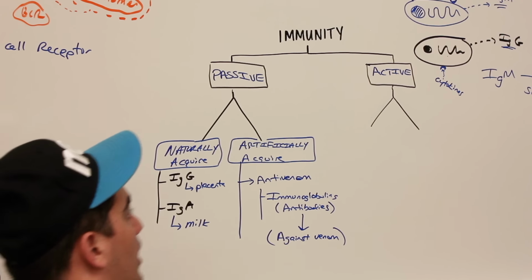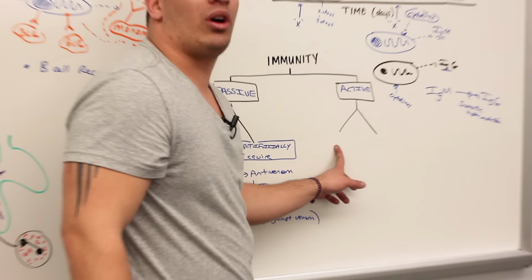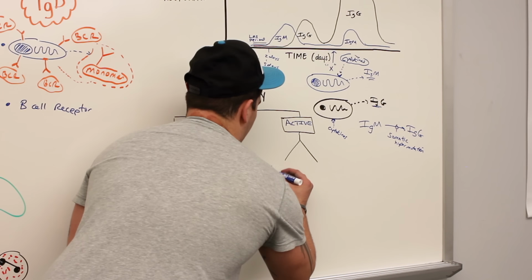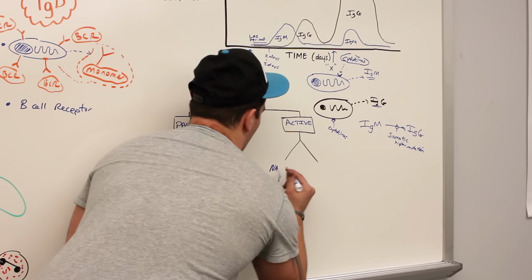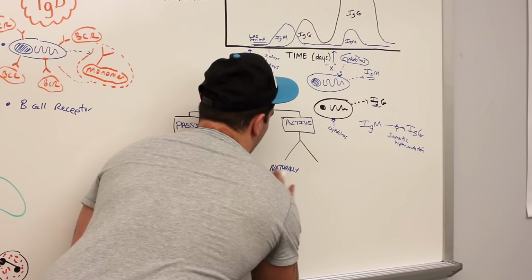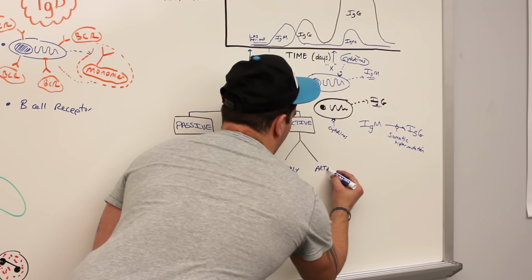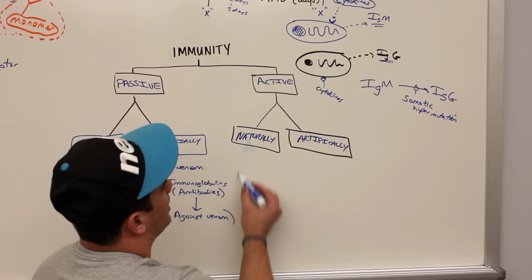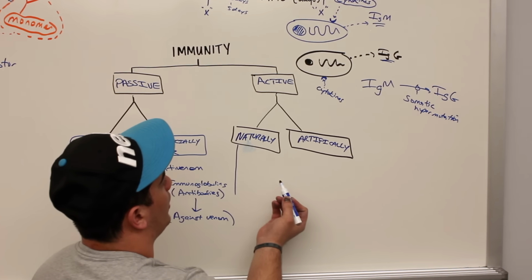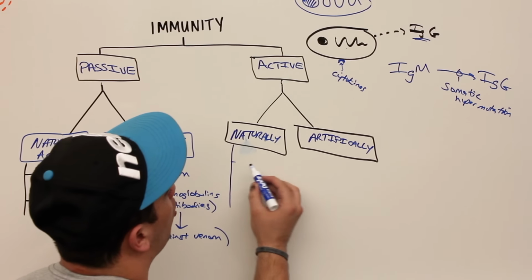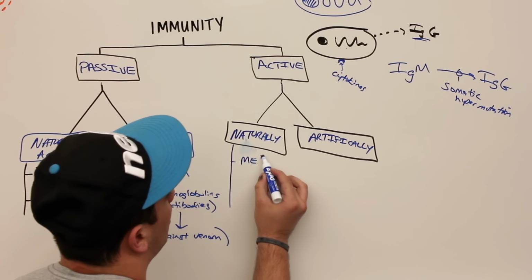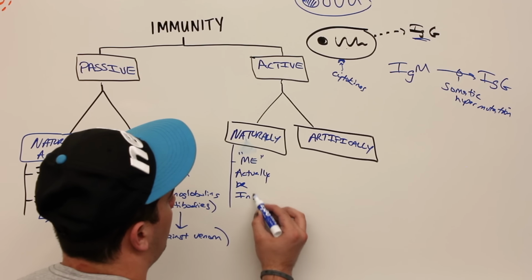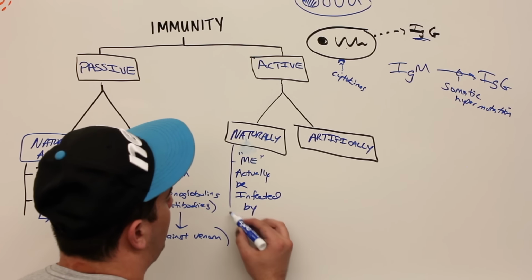So that's artificially acquired. Now let's come over to active. Active is the one that we actually have to produce antibodies against. And again, there are two types. There's naturally acquired, and then there's also artificially acquired. All right, so again, naturally acquired, what does this mean? Naturally acquired is I was exposed to it. So me actually being infected with E. coli, me being infected by a pathogen.